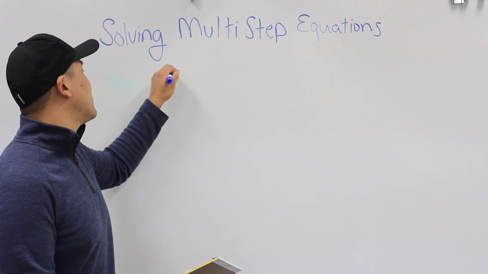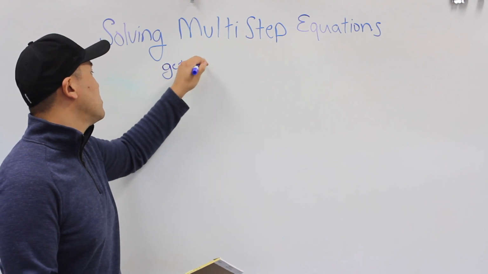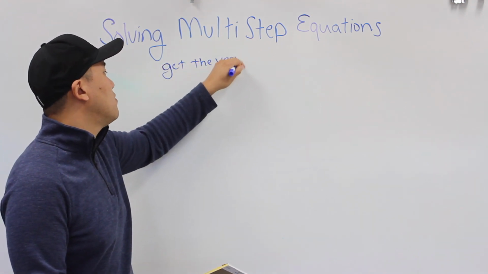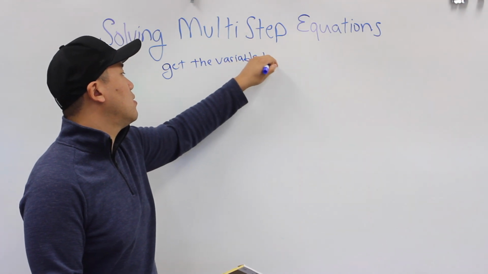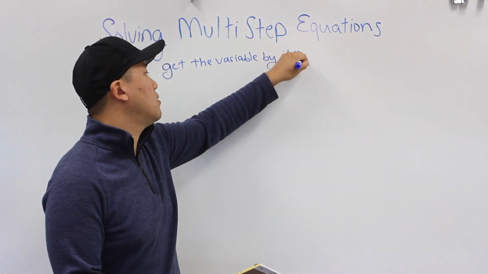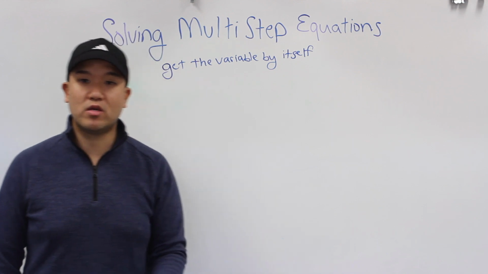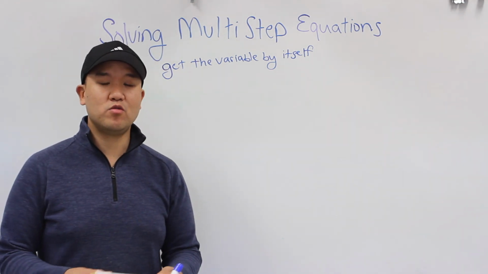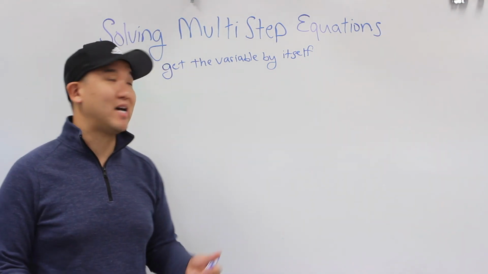So your goal is to get the variable by itself. That's your goal. Get the variable by itself. Move everything to one side. It doesn't matter which side it is.